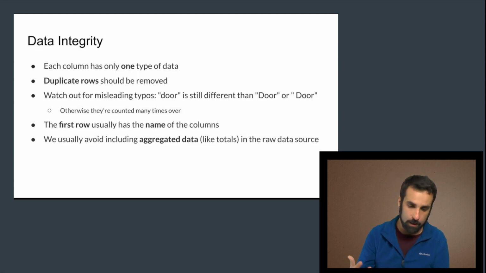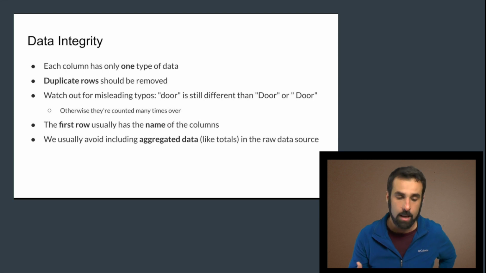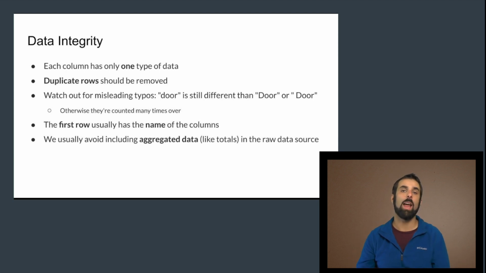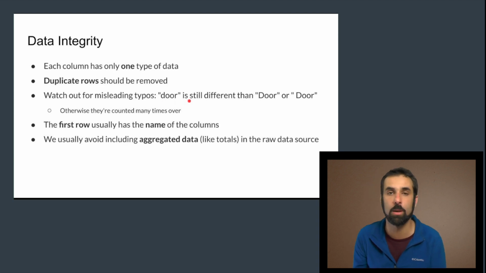So like I mentioned, each column has only one type of data. And of course, duplicate rows should be removed. Otherwise, you're adding up values that should not be added. But also watch out for misleading typos, right? Door is still different than door with a capital D. Those are two different entities for a computer.